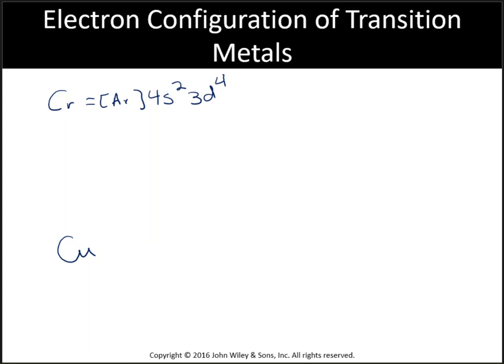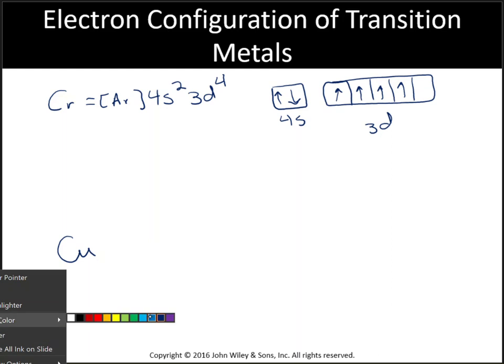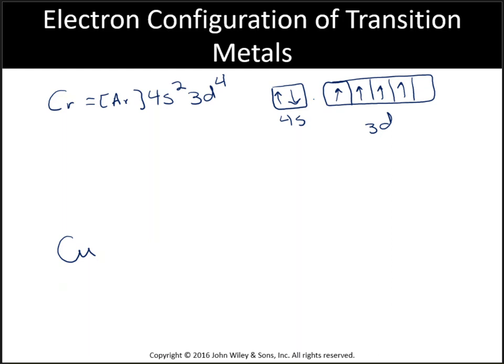Now let's look at the box diagram for chromium here. So in the 4s, we have 2 electrons, and in the d sublevel, we have 4. So in chromium, the d sublevel is only 1 electron short of being a half-filled d sublevel. Keep in mind that completely full and half-filled sublevels have exceptional stability, meaning that their energy is very low. So what happens here in chromium is that in order to become more stable, 1 electron of the 4s is going to move to the 3d.